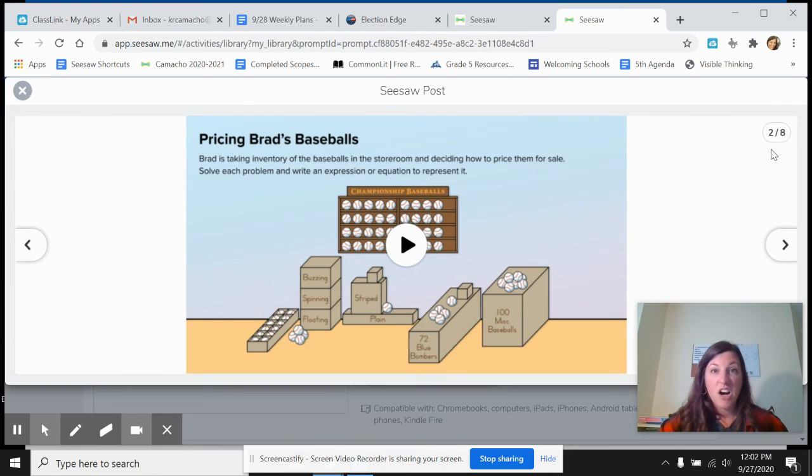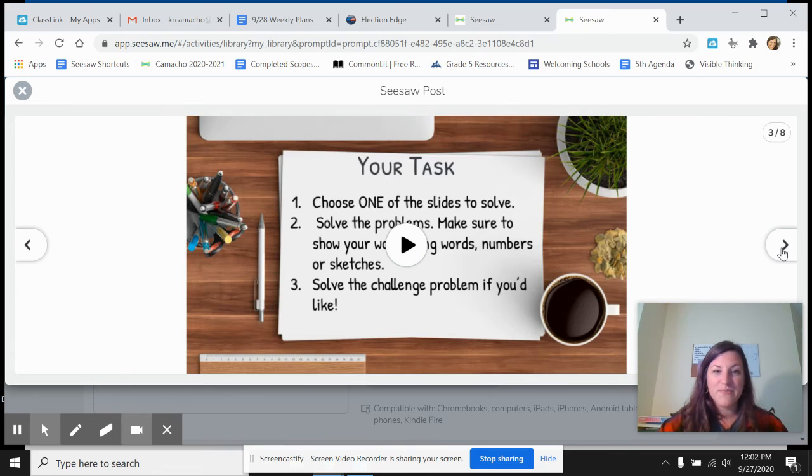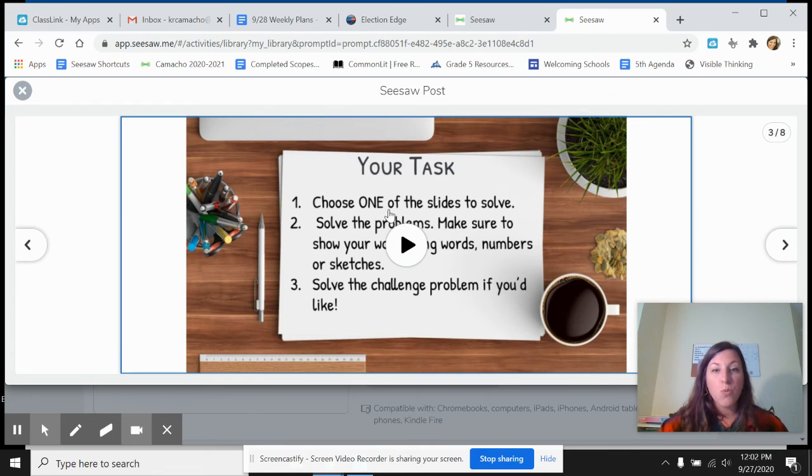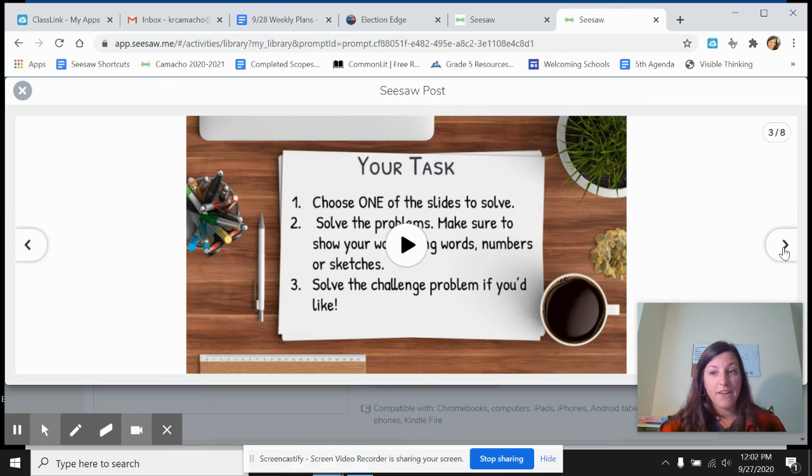You can see over here, there are actually 8 pages. Don't worry, you're not doing all of those. So your task is to choose one of the slides to solve. There's about 3 problems on each slide. Solve the problems on that slide or page. Make sure to show your work using words, numbers, or sketches. And then there's also a challenge problem for those of you who want to have a challenge.